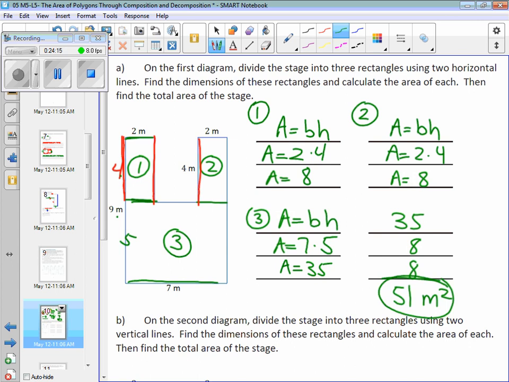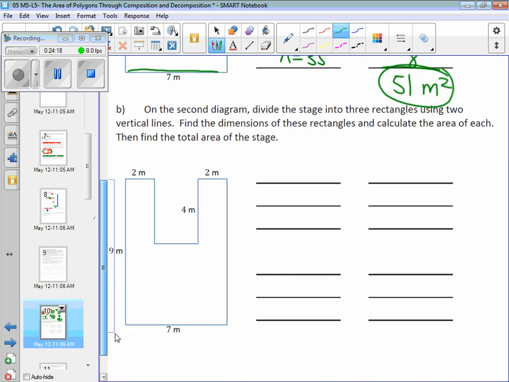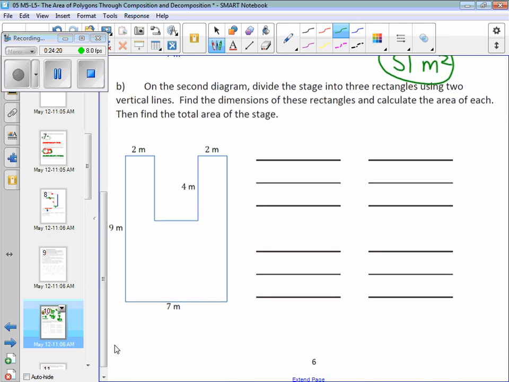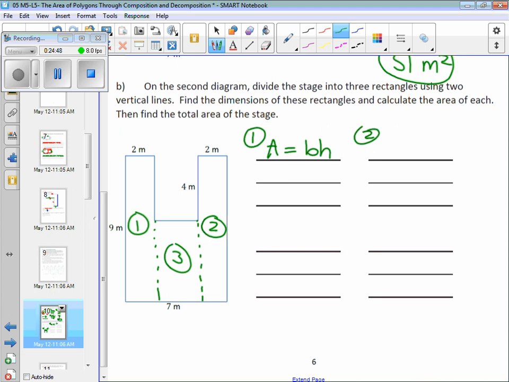Now part B is going to say, okay, let's see if we get 51 if we break it up with vertical lines. We should get the same, because you could break it up any way. The area should not change. But you will have different numbers in which to plug into the formulas. I'm calling this 1. I'm going to skip over and make this 2, because this should be identical. And this is 3. All right, ready?